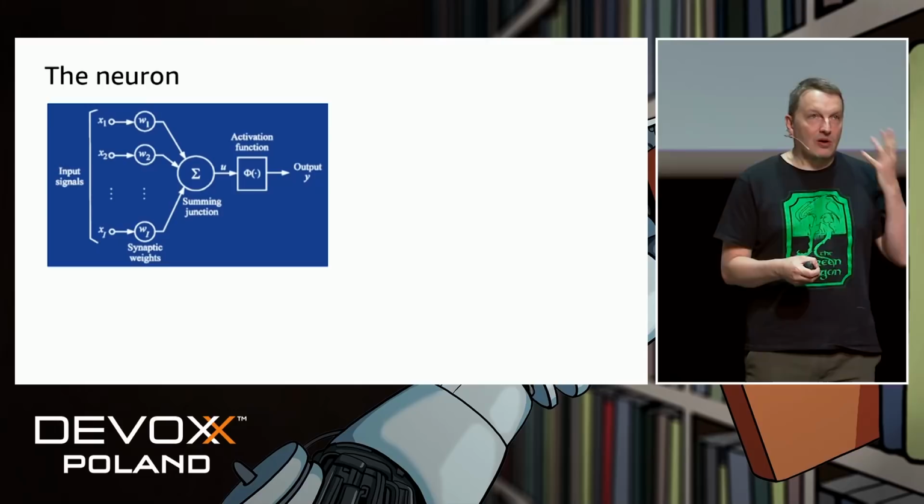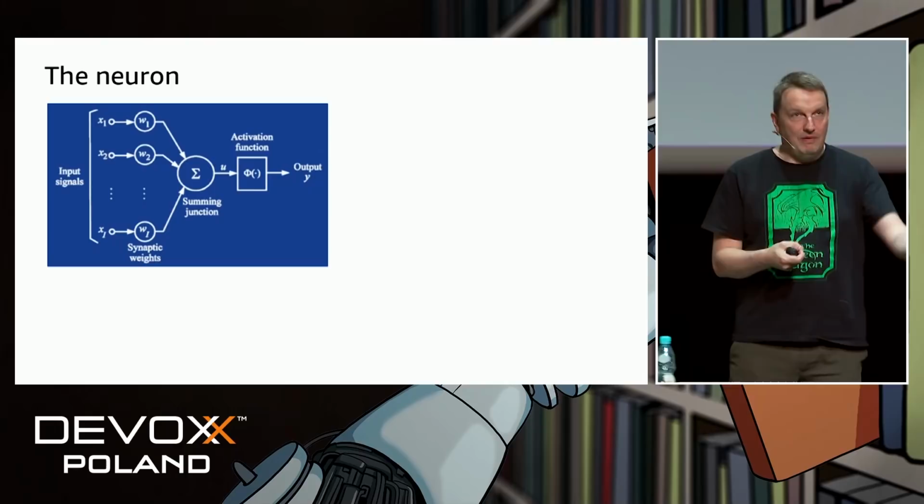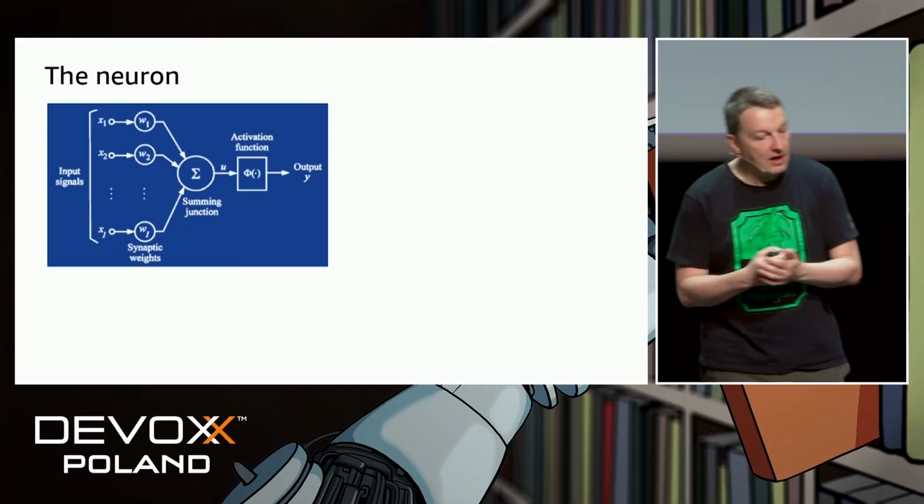So what we know about biological neurons is they have inputs, they have connections, and if those inputs are stimulated enough, then the neuron will actually fire. It will emit an electrical current. If it's not stimulated enough, it won't fire. Okay, so we're trying to build something that looks a bit like that.